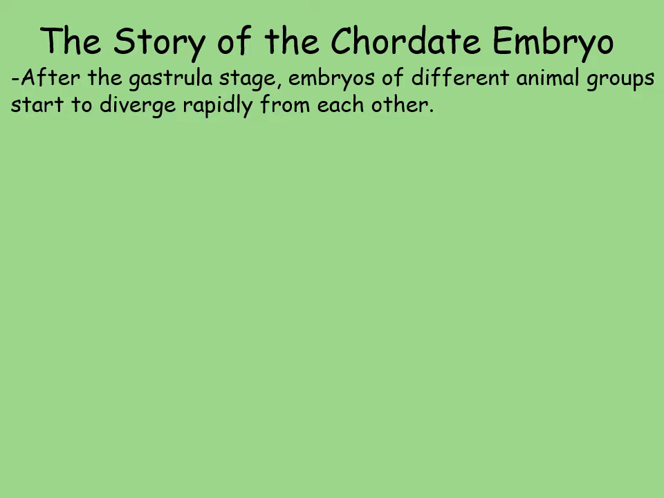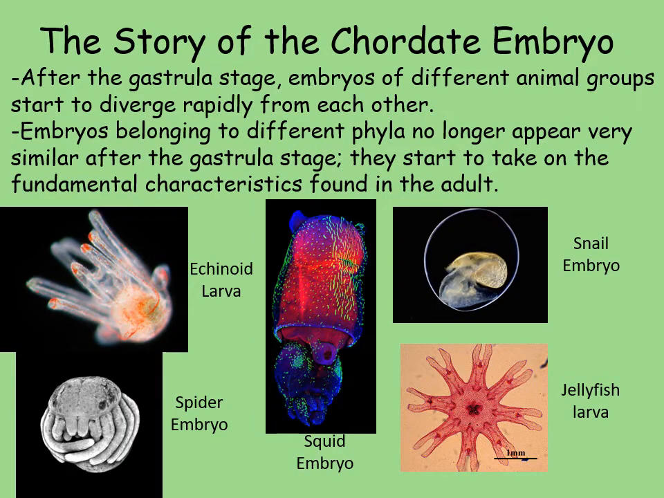So for the blastula and the gastrula stage, at that point, the embryos of most animal groups look pretty similar. Like they'd all have a characteristic look of, oh, this is a blastula, this is a gastrula stage. But after that point, the embryos of different animal groups start to diverge pretty rapidly. So embryos belonging to different phyla no longer look very similar after this stage, and they start to take on the fundamental characteristics we would associate with an adult member of this group.